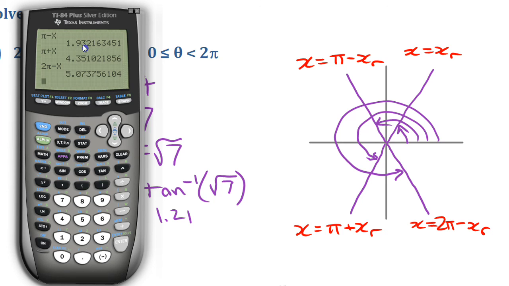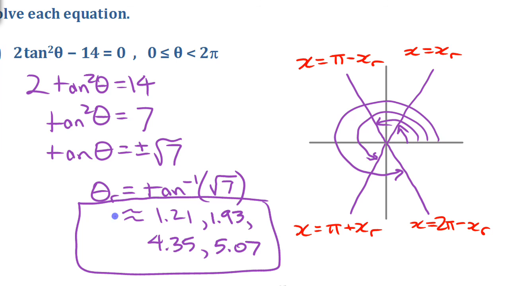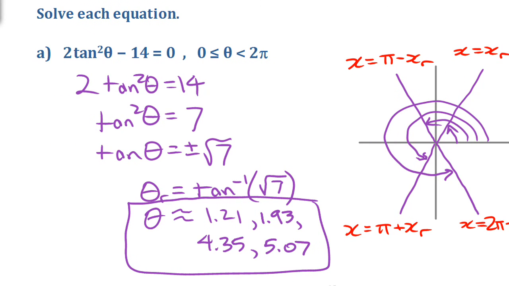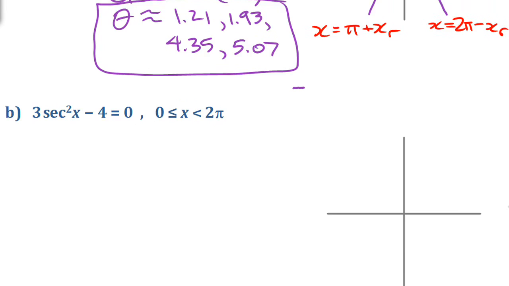We have 1.93, 4.35, 5.07. So those are my solutions, the 4 solutions there, because there's 1 in every quadrant, because of that plus or minus. All right, let's look at one last one here.